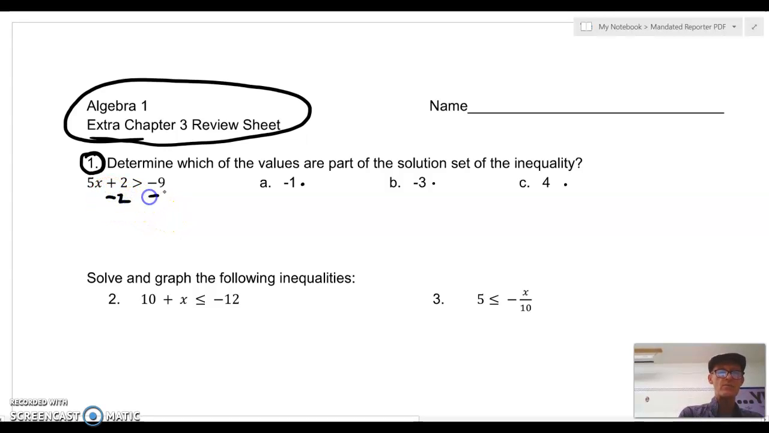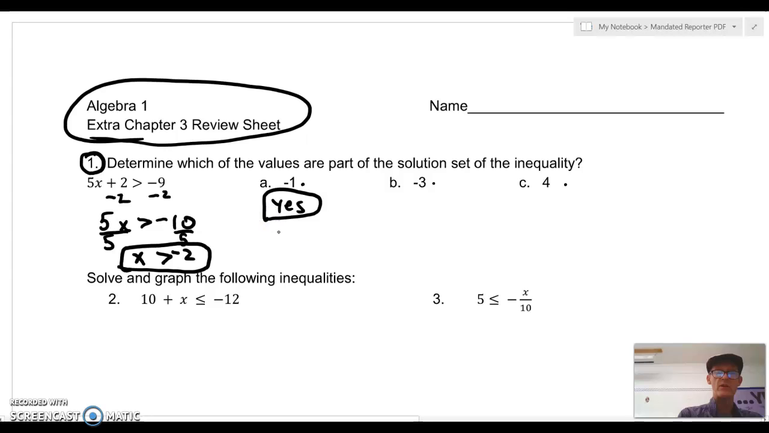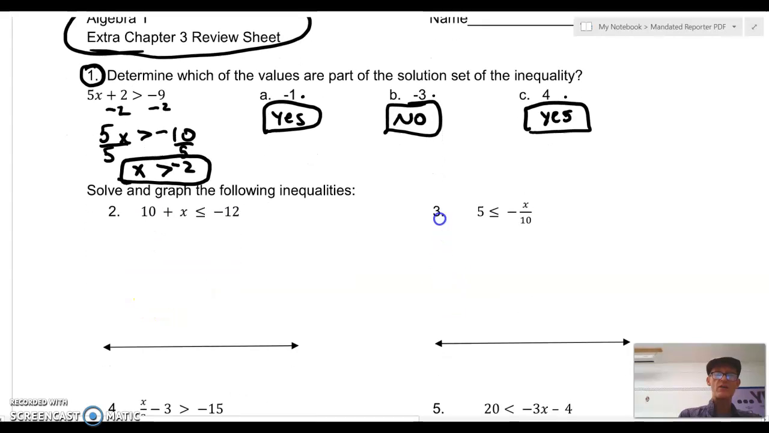So I subtract 2, and I get 5x greater than negative 10, divide by 5, and I get x greater than negative 2. So the question is, which one of these values are bigger than negative 2? Yes. Negative 1 is bigger than negative 2. No. Negative 3 is not bigger than negative 2. And yes, 4 is bigger than negative 2. So solve, then compare. Next problem says solve and graph the following inequalities.